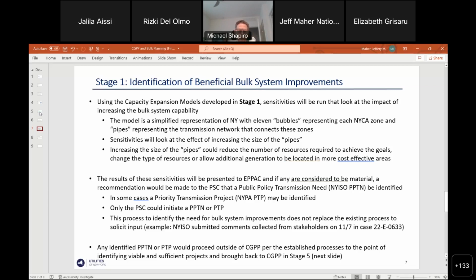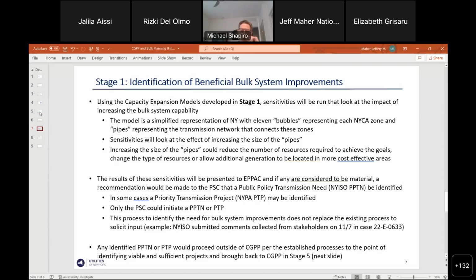And again, once a PPTN or PTP is identified, it would proceed outside of CGPP. The utilities will not be doing a public policy transmission need or a transmission project solicitation. That is not what the utilities are doing. The utilities are recommending to the commission that they initiate a PPTN, and that PPTN will be administered by the NISO as they do today.